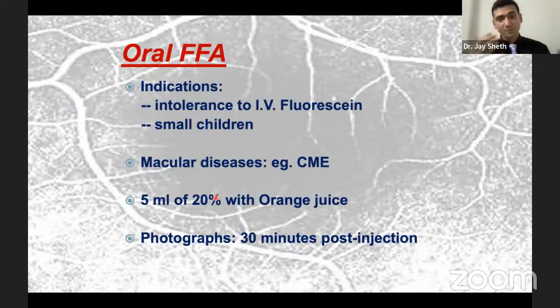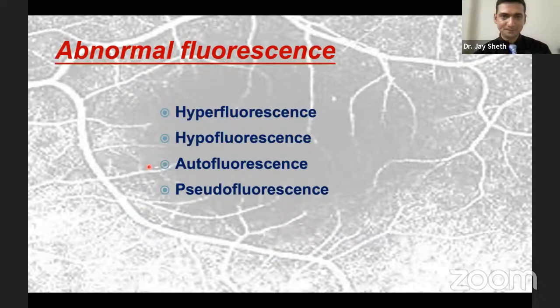Next is an oral FFA. Many times the patient may not tolerate an intravenous dose, or a very high dose. So the main indication to do an oral FFA is intolerance to IV fluorescein, or very small children, like ROP babies, where we want to visualize the peripheral circulation. Here we usually mix 5 ml of the 20% fluorescein dye with orange juice and give it to the baby. Photographs are usually started 30 minutes after giving this.